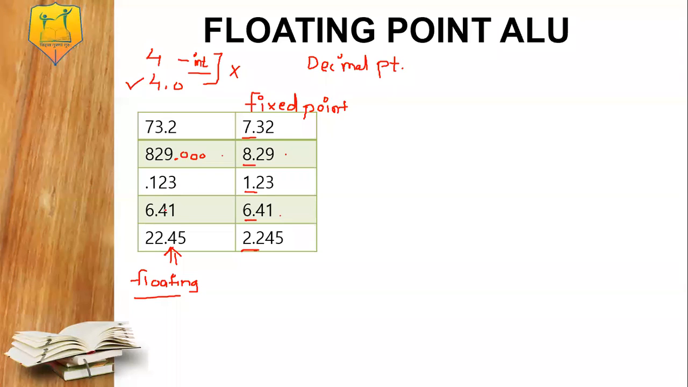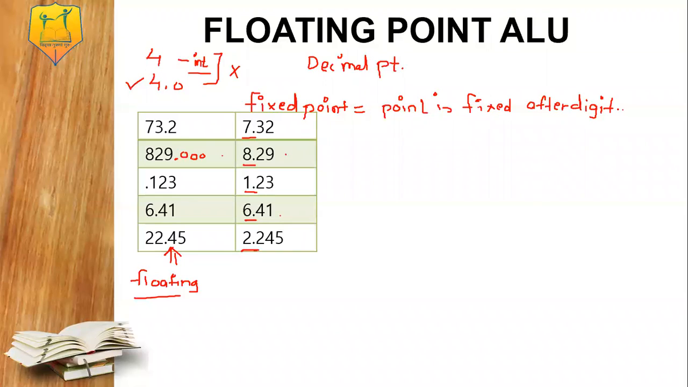Next is 0.123, then 6.41, then 22.45. So obviously here my point totally varies and totally floats in between the numbers. So that's why these numbers are known as floating point numbers and the second column is known as the fixed point number, because in the fixed point, the point is fixed after a digit. So in a fixed point number, the point is fixed after a digit of a number. So that's the minor but major difference between fixed point and floating point numbers.